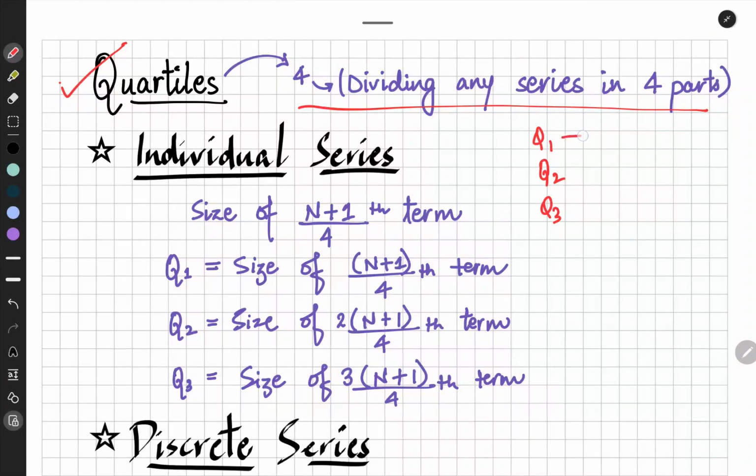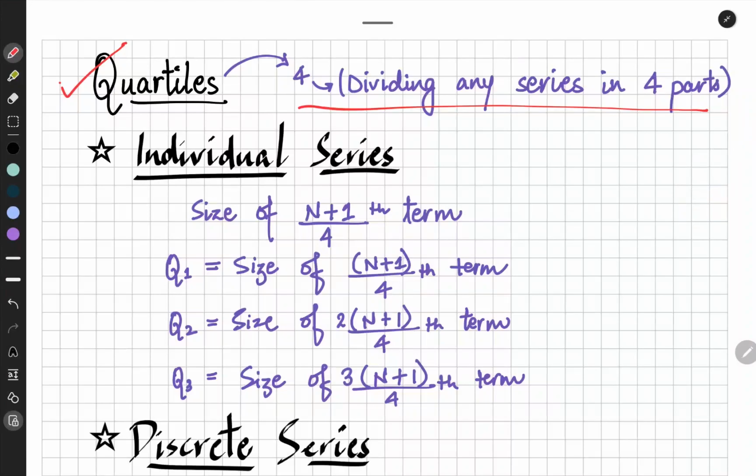The first quartile, also known as the lower quartile, is such that 25% of the data falls below it, and similarly, the second and third quartiles are such that 50% of the data falls below Q2 and 75% falls below Q3. So obviously, Q2 is the median, and the third quartile is also known as the upper quartile. So let's see how we'll calculate quartiles for an individual series.